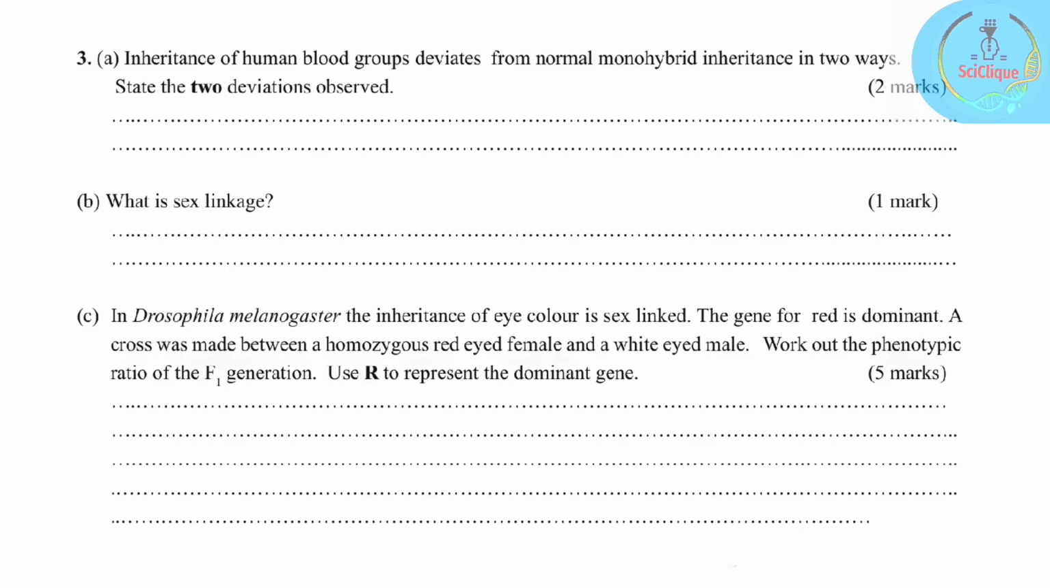Question number 3. Inheritance of human blood groups deviates from normal monohybrid inheritance in 2 ways. State the 2 deviations observed. Okay, now let me explain.